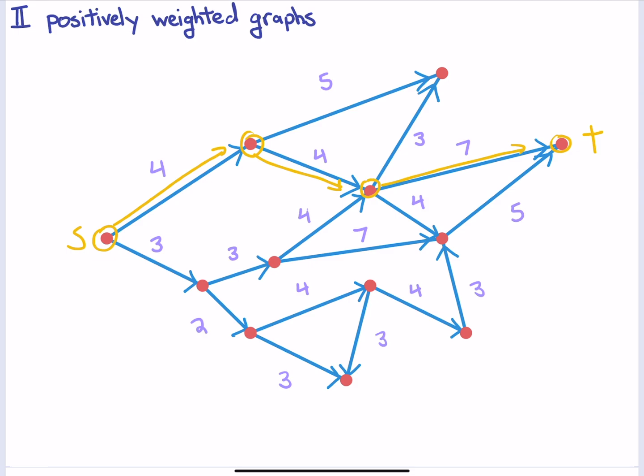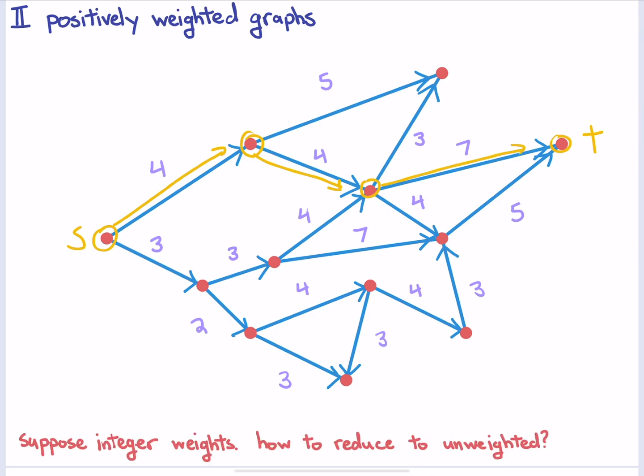Now we just talked about unweighted graphs. So as a thought experiment, let's suppose that the edge weights are integers, like it's drawn here. In general, the edge weights could be weird fractional numbers, but imagine they are all integers, like in this example. How could I, without worrying too much about running time, reduce from the integer weighted setting to an unweighted setting? How can I make this problem look like the unweighted setting we just solved?